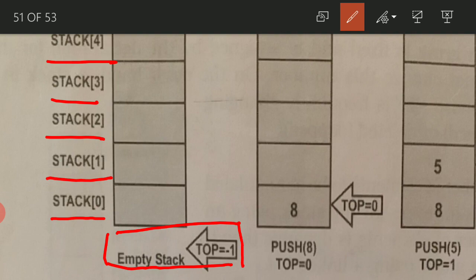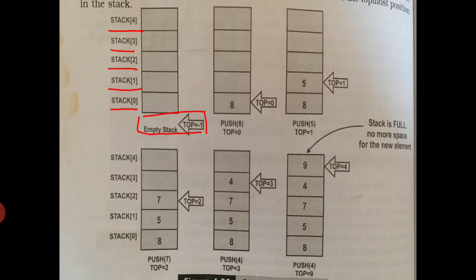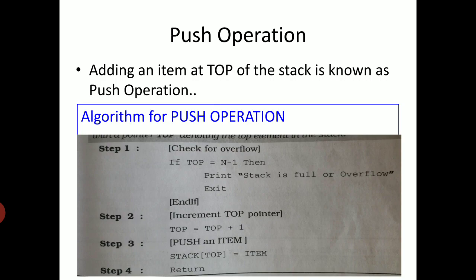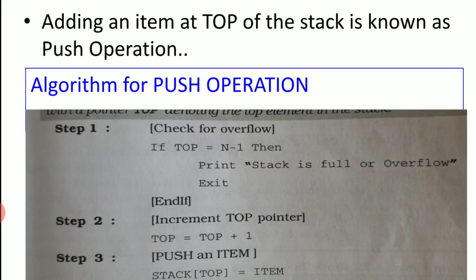Here you have to concentrate. Top value is equal to minus 1. Then what happens now? If top value is equal to minus 1, in step 1 of the algorithm we check whether the stack is full or not. Now top equal to minus 1 indicates that the stack is empty. That means obviously I can add items to the stack. So what happens here? In the second step, you are seeing top equal to top plus 1. That means we are going to increment the top variable value by 1.